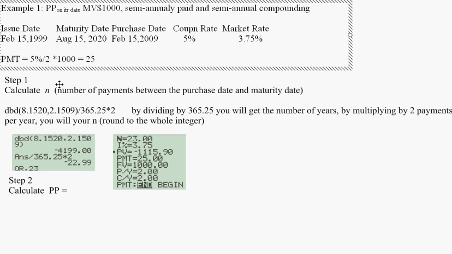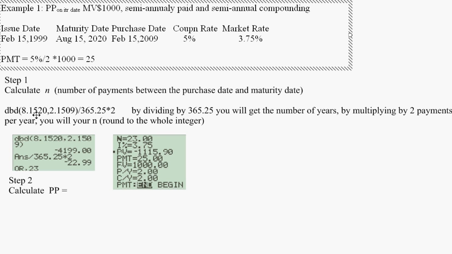First, in this case, we want to calculate how many payments you are to receive if you purchase this bond and hold until maturity. Easy way, you could use either DBD function on your calculator or just compare that maturity date is August 15th. So from August 15, 2009 until August 15, 2020 would be exactly 11 years. So that's 22 payments plus 1 from February to August will be 23 payments.